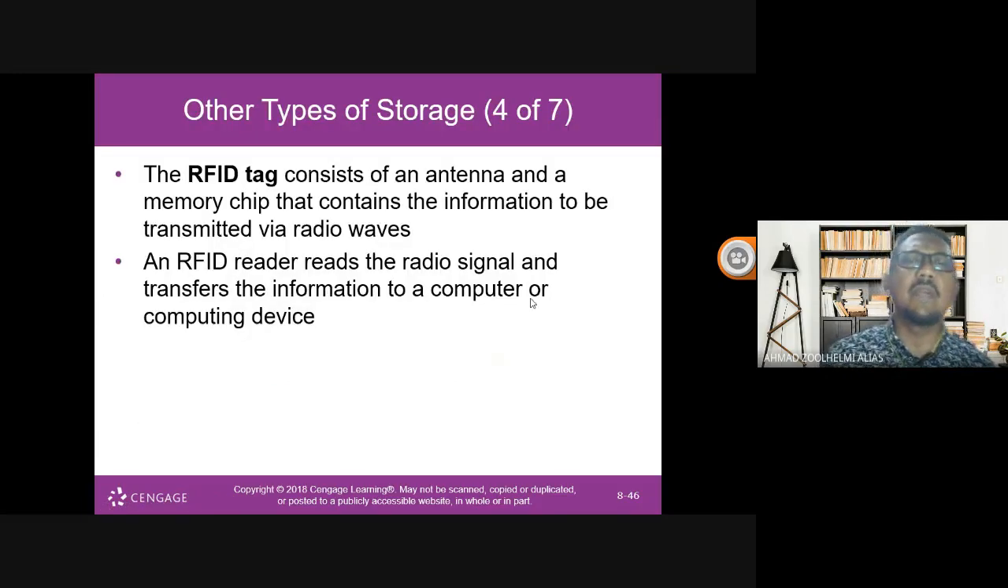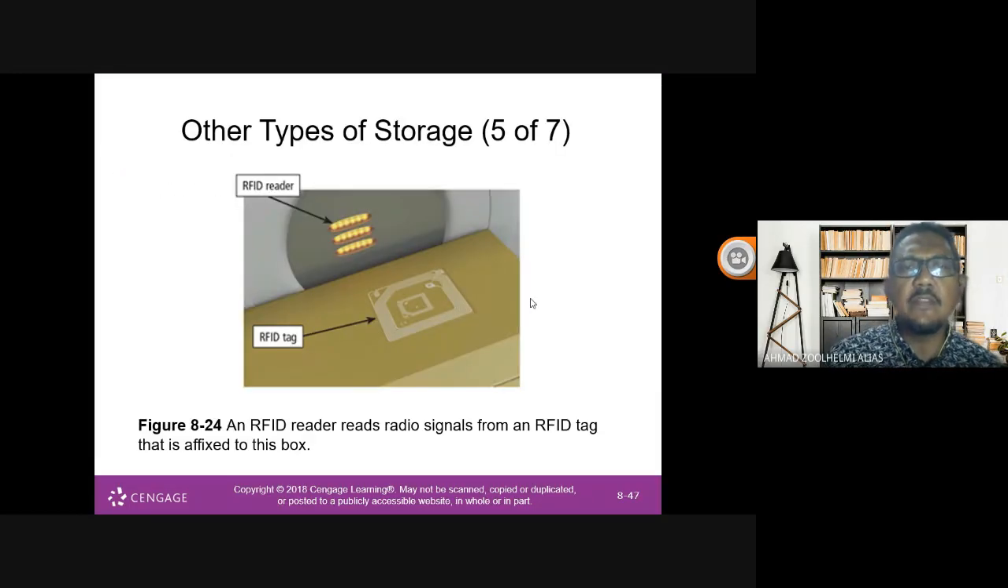Okay, another type is RFID tags. Consists of an antenna and a memory chip that contain information to be transmitted via radio wave. And an RFID reader reads the radio signal and transfers the information to a computer or computing device. Ni RFID tag, ini RFID reader. Kalau yang untuk di kereta pun sama. Dia tak guna bateri, sebab dia dah ada antenna. It can transmit wave to the RFID reader.